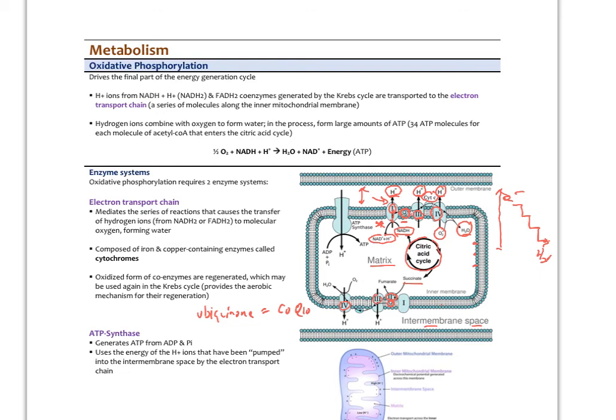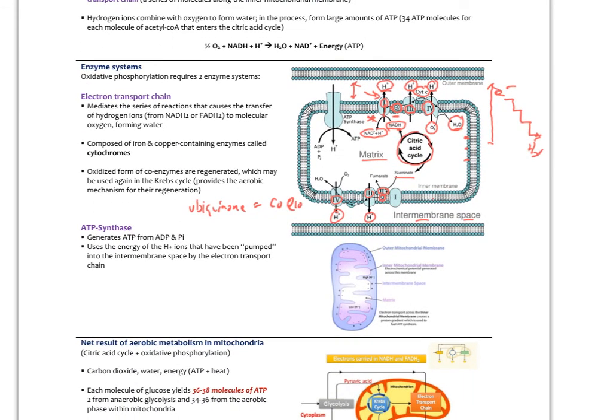We've taken electrons from the citric acid cycle and now transfer them to the complexes of the electron transport chain. They're shuttled down, and as they're shuttled down, hydrogen is being pumped out into the intermembrane space. That's essentially forming an electrochemical gradient. So what we're going to find is what we see in this picture.